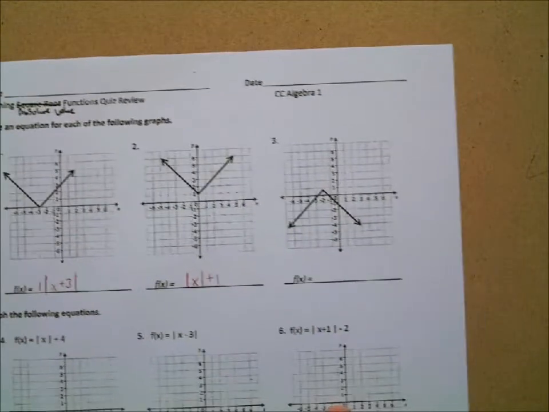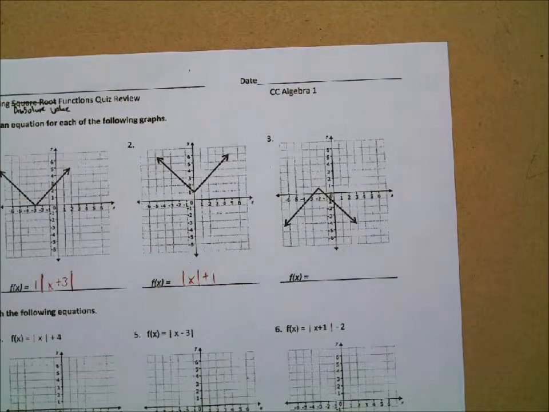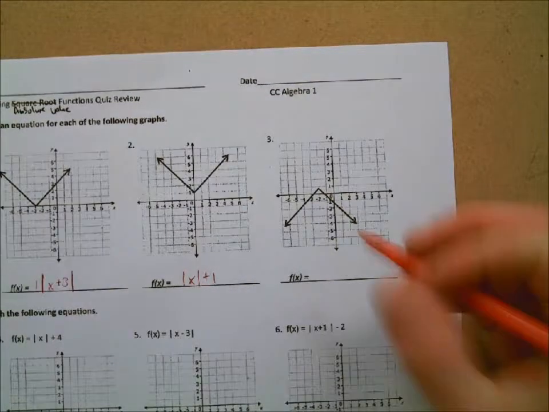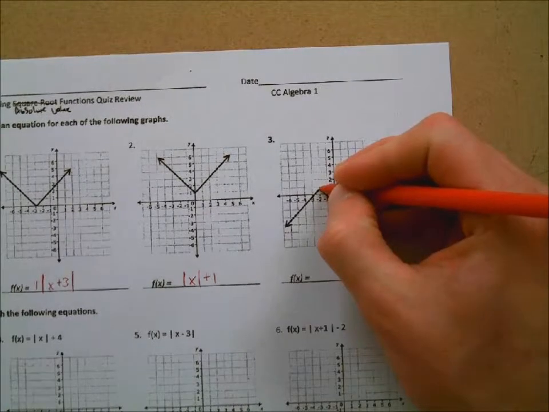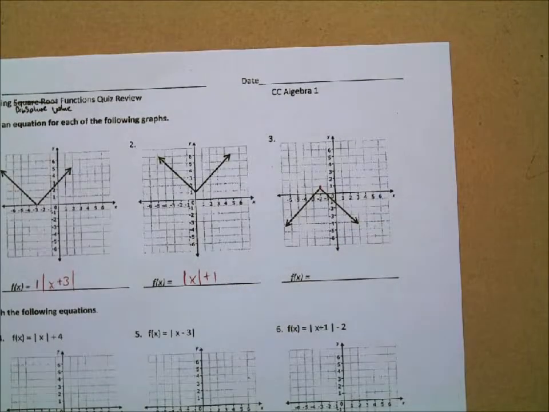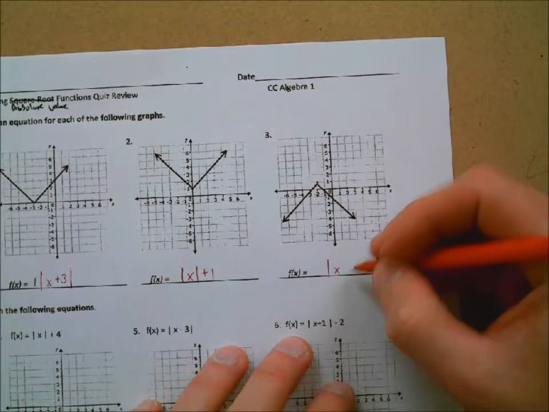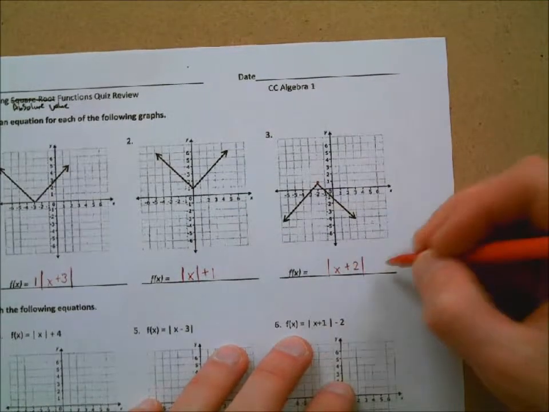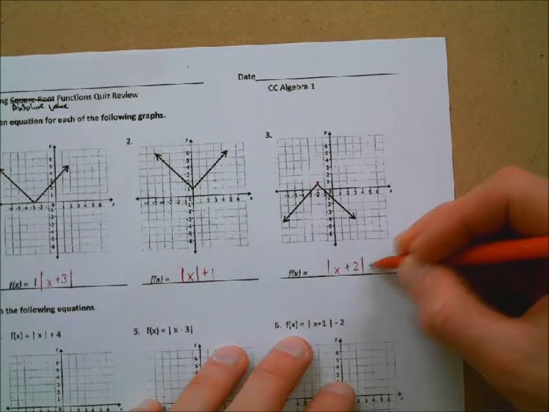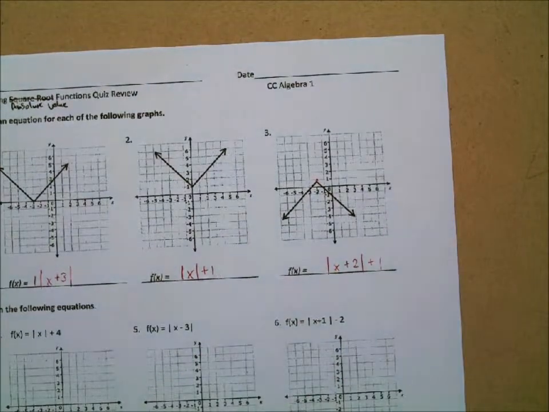All right, what are our transformations here? Left 2. Up 1. Actually, it looks like it goes up only by about a half, but we're going to say up by 1. I think that's just a misprint there. I think it should be up by 1. So left 2. If we want to go left 2, that'll be x plus 2. And then what about on the outside? Plus 1.